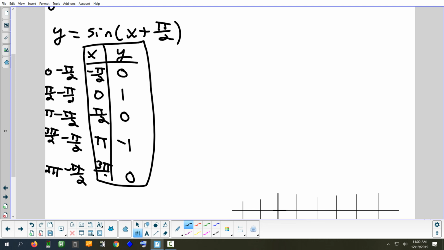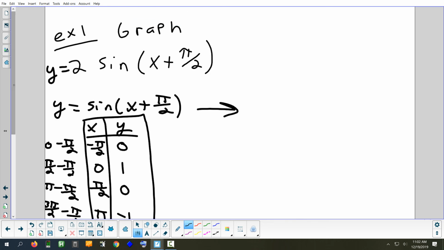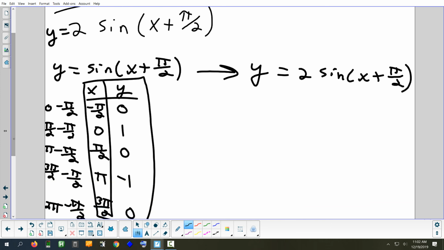Nice. Okay, so now don't graph that. We're not done. We're going to use that table to now do my next transformation, which is the 2. So now we're going to do y equals 2 sine (x plus pi over 2). Now, don't go back to the original table in your notes from Monday. Use this table. Okay? We said 2 is a vertical stretch. So, Kaya, which column is not affected when we do a vertical stretch?